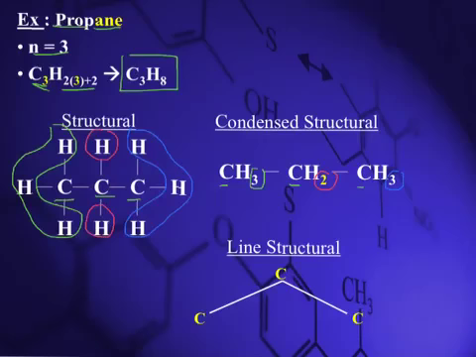In the line diagram, we see that we have 2 line segments, but remember each end of the line segment is a carbon. So we have 1 carbon here, another carbon here, and our 3rd carbon is right there.